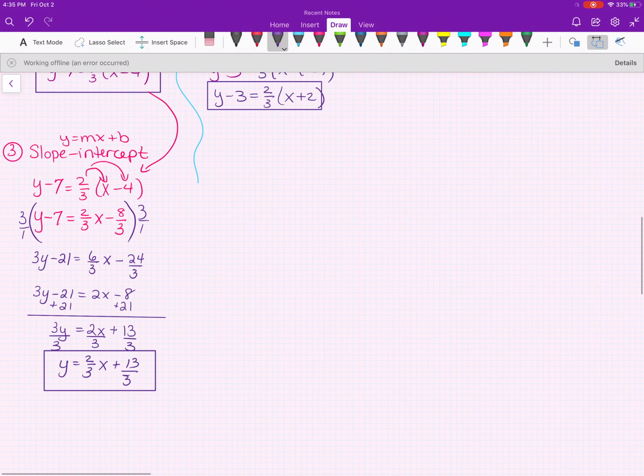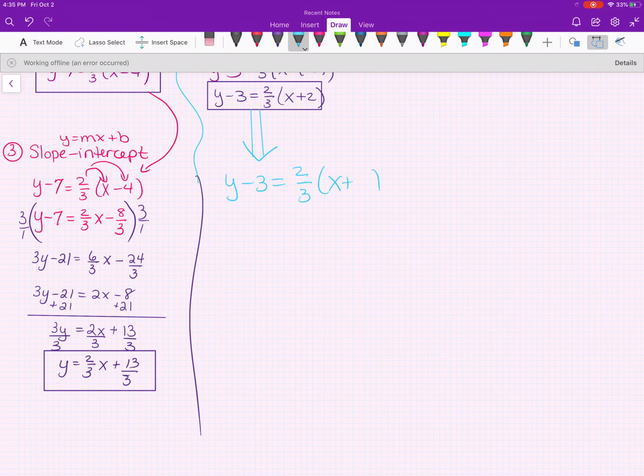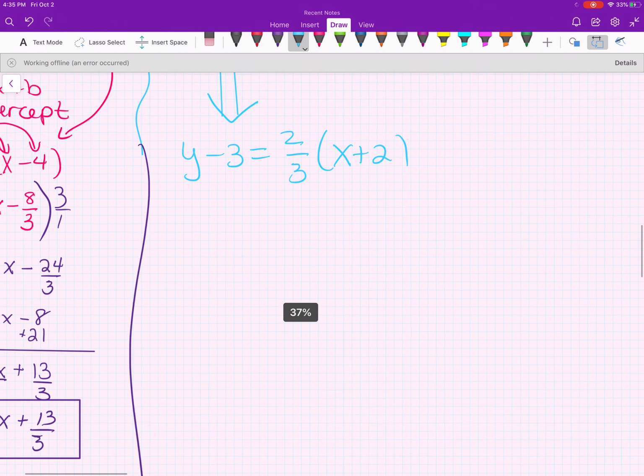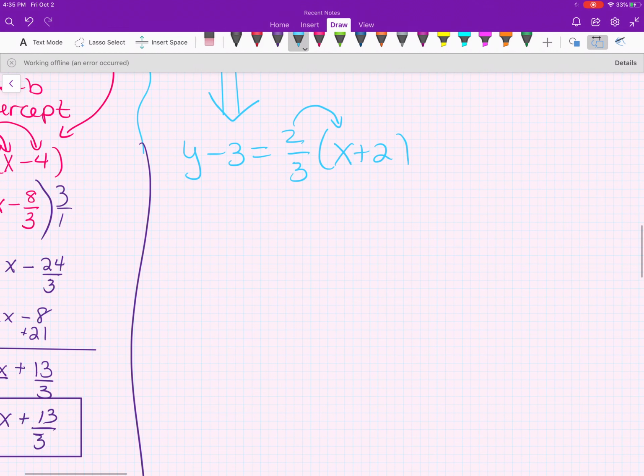You don't have to do it twice, but I want to show you, what if I had chosen the other one? What if I chose the other point? What would happen? Okay, let's do that. First step, I want to get rid of the parentheses, so I'm going to distribute. 2/3 x, remember top times top, and 2 has an understood 1 under it, so that's 4/3.